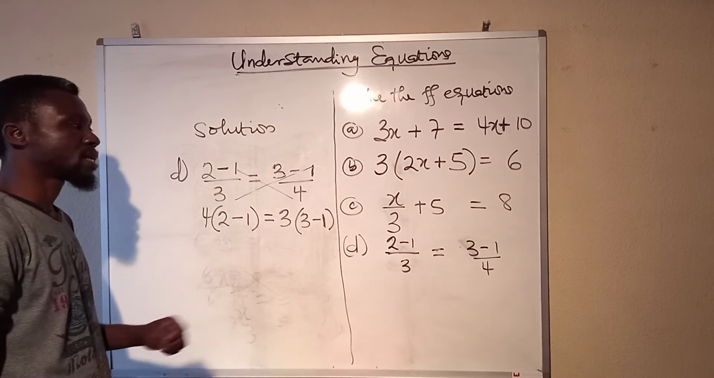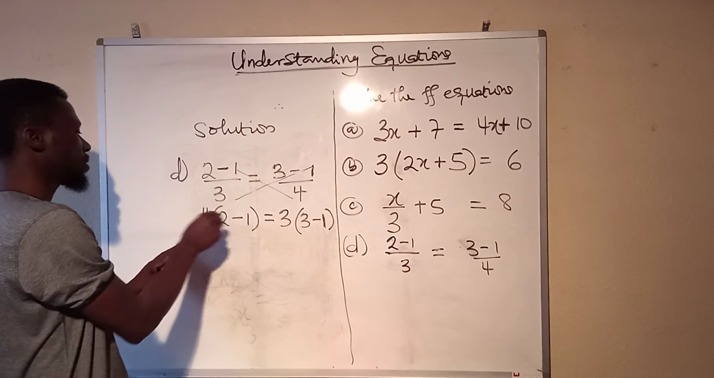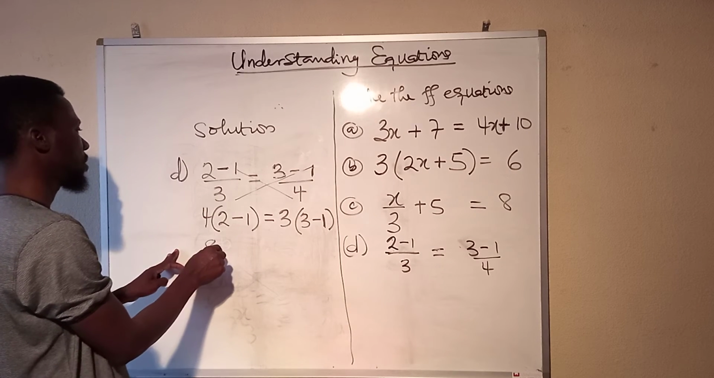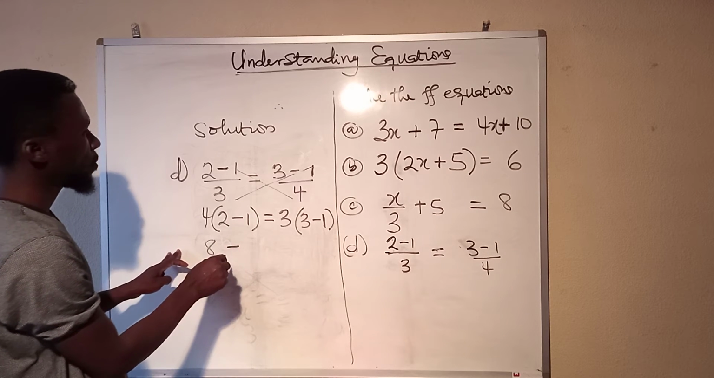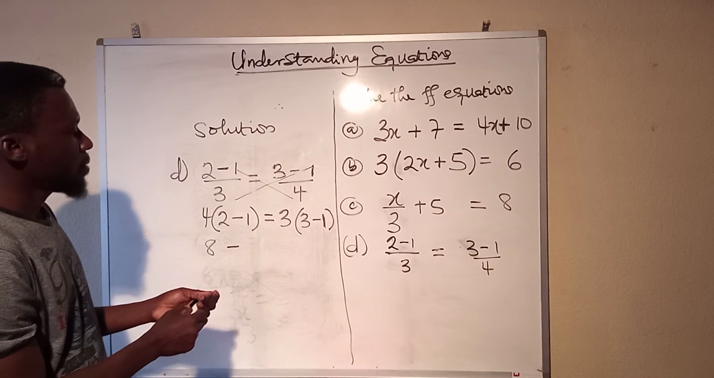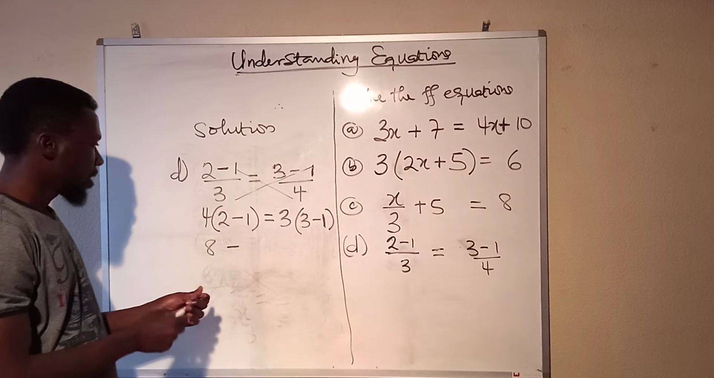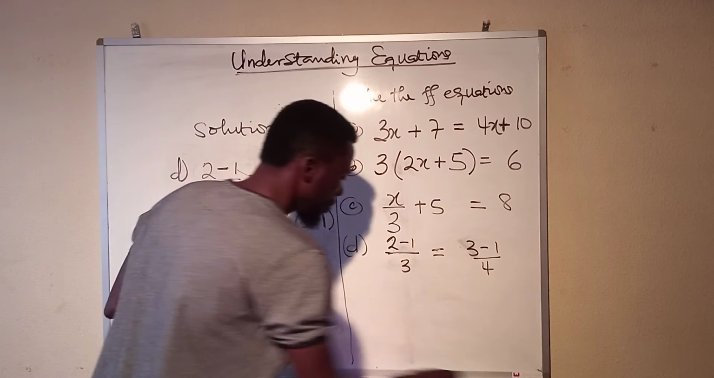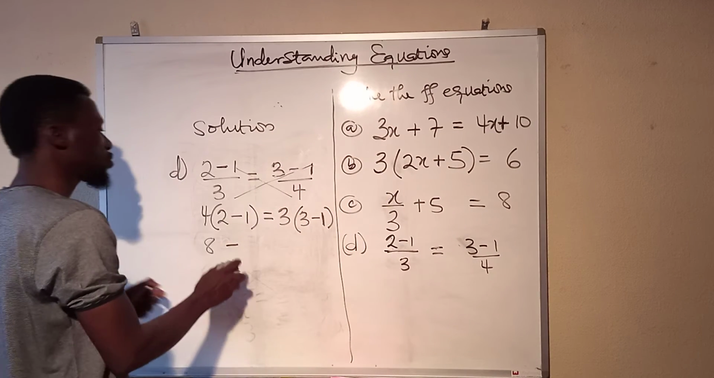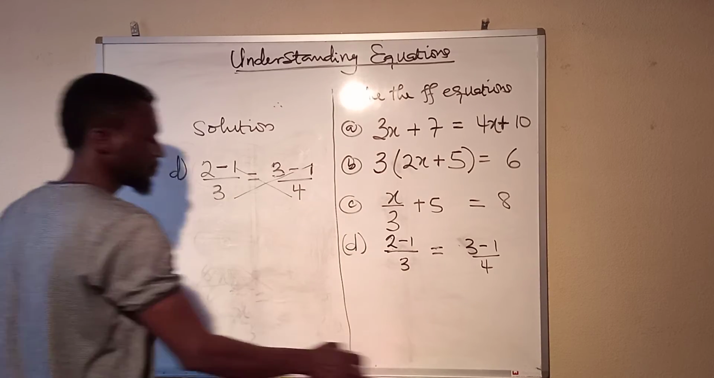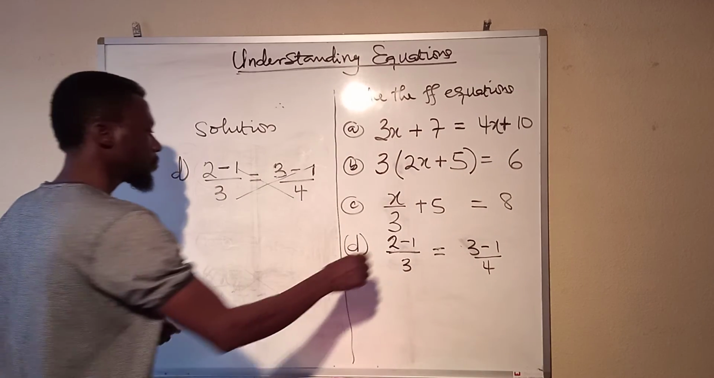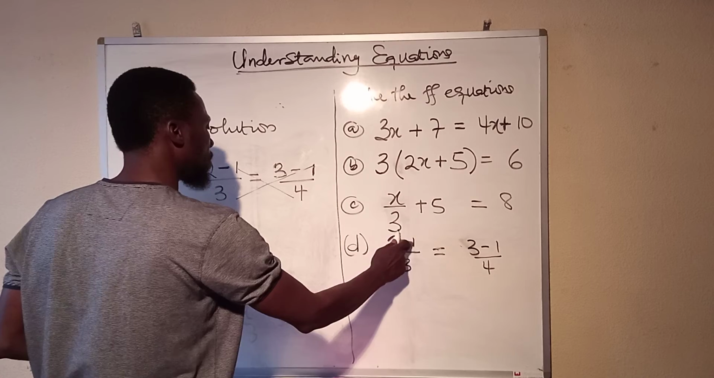Now you can expand like we did over here. 4 times 2 will give us 8. Minus 4 times 1 is 4. Oh, we made a mistake somewhere. What is the mistake that we made? We made a mistake because we did not involve a variable in the question. That is my mistake, so forgive me on that.